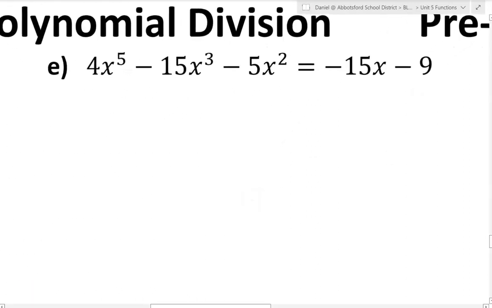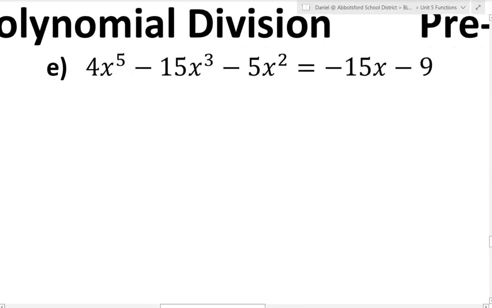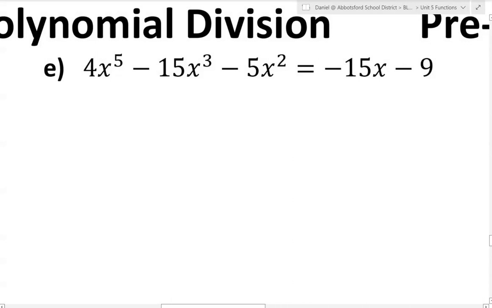Okay, so let's maybe start by bringing everything over to the left side. I notice here that there is an x to the 4 missing. I have an x to the 5, and then I go right to x cubed. So I'm actually going to add that x to the 4 in, but I will keep it as a 0.